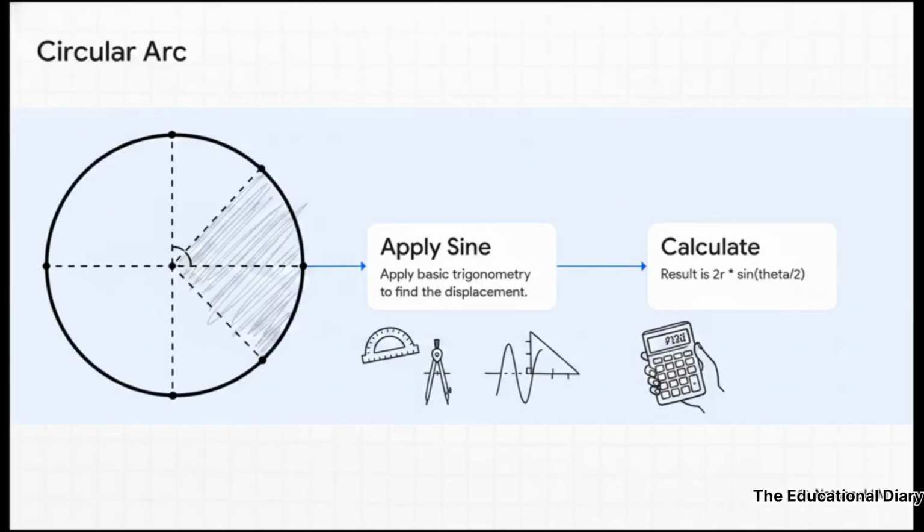Finding the distance on a circular arc, piece of cake. It's just the radius times the angle. But finding the straight line displacement between 2 points on a circle, that requires a neat little trick. If you draw a perpendicular bisector to form a triangle, you can just apply some basic sine trigonometry. The result is this brilliant formula: 2 times the radius multiplied by the sine of half the angle, or 2r sine theta over 2. Seriously, keep this in your back pocket. It's an absolute lifesaver for complex problems.